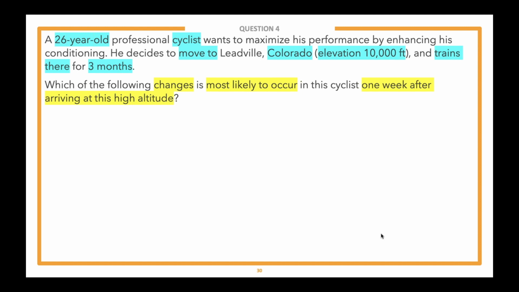They could change this question and say what would happen within 24 to 48 hours of arriving, or what could happen 1 year after arriving, okay? So it is important to keep note of that time frame, and that's why we highlighted it there. So let's go ahead and take a look at these answer choices and see what we're working with.